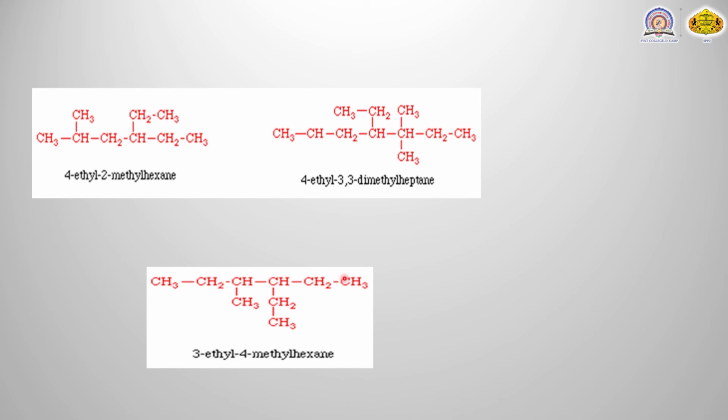By numbering from this side, the name of the compound will be 3-ethyl. That is, at third position there is an ethyl substituent, at fourth position there is a methyl substituent. So the name of the compound will be 3-ethyl 4-methyl hexane.